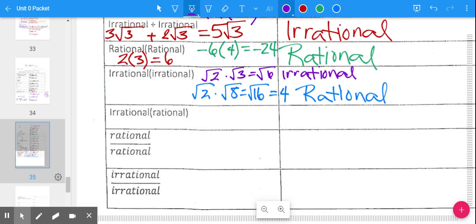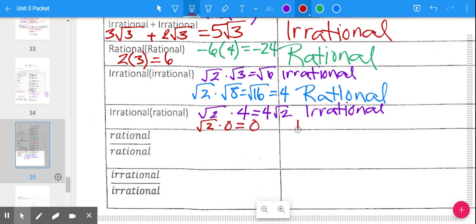So the next one, irrational times rational. So sometimes you'll have something like square root of 2 times 4 gives you 4 square root of 2, which is irrational. But if the rational number you're multiplying by is 0, square root of 2 times 0 is 0, which is rational. So that's another one where it can go either way. So the product of an irrational and a rational can be either irrational or rational.